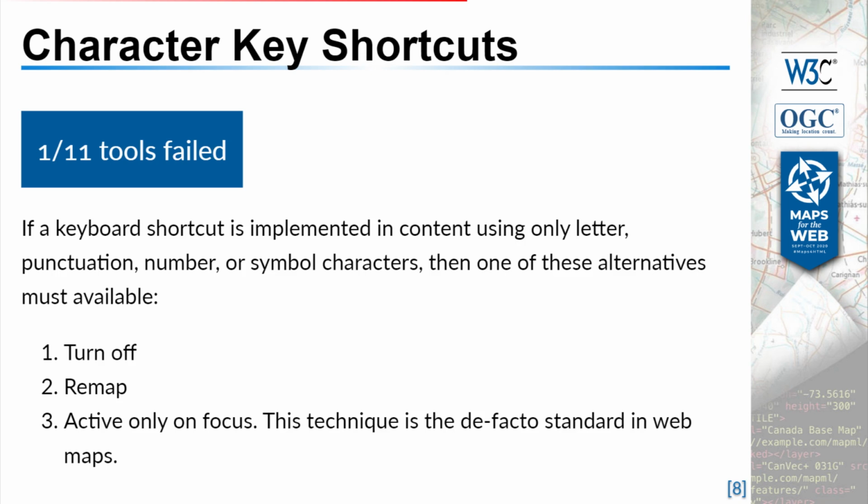The NVDA screen reader uses arrow keys to navigate text, and it may conflict with the use of arrow keys to pan and scroll the map. None of the web maps analyzed use techniques 1 or 2. The web apps that have shortcuts and pass this criterion have opted for technique 3, only allowing the keyboard shortcuts when the map container has focus.